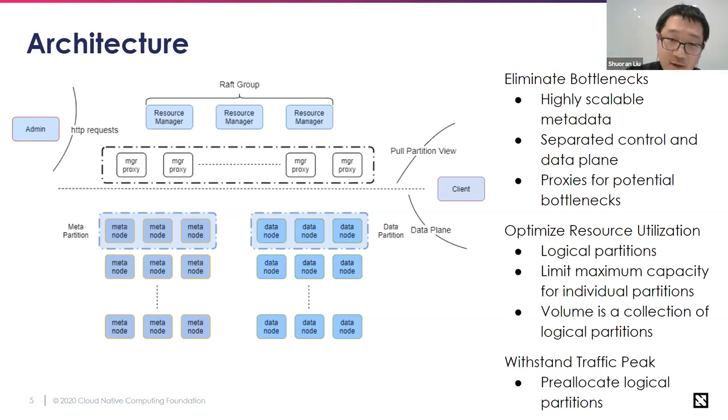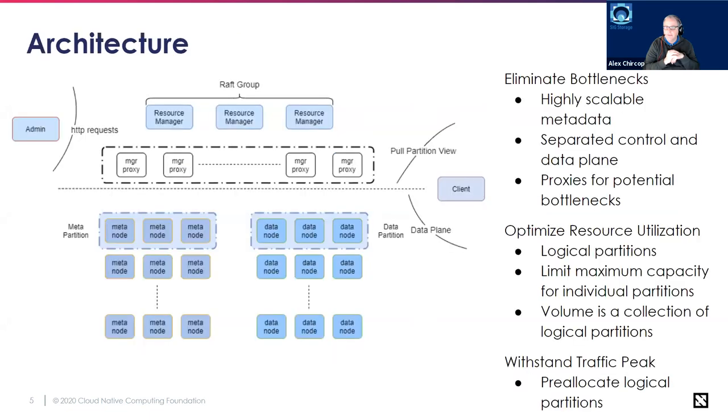And thirdly, as you can see, the control plane and data plane are separated, which means that the normal read or write process does not go through the resource manager or manager proxy. It only goes through the meta node and data node. And last but not least, this architecture can withstand a high traffic peak, which is very useful during commercial promotion festivals.